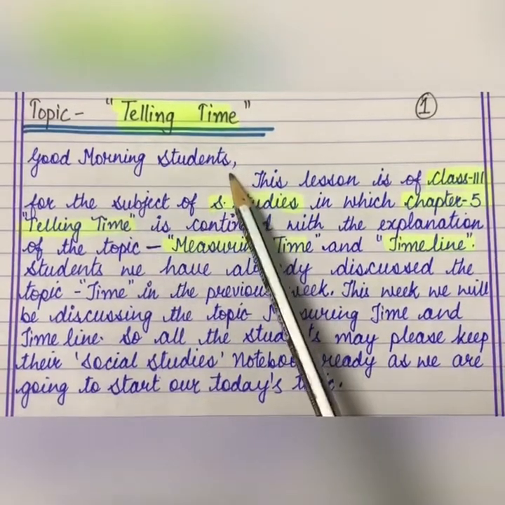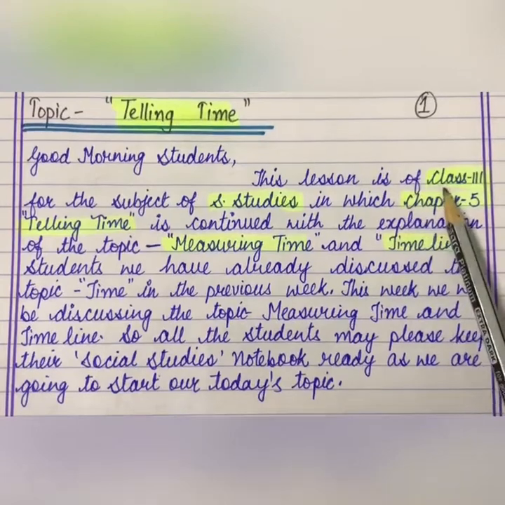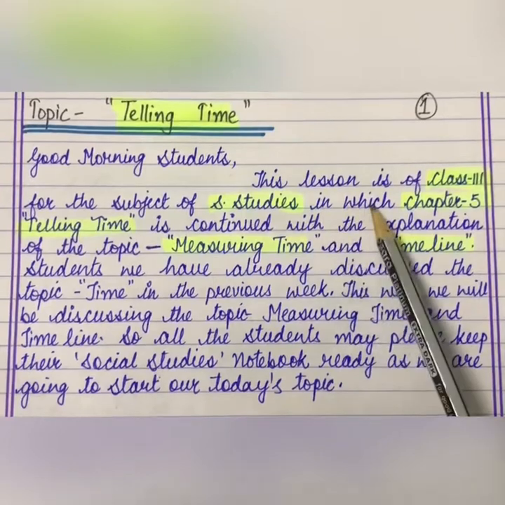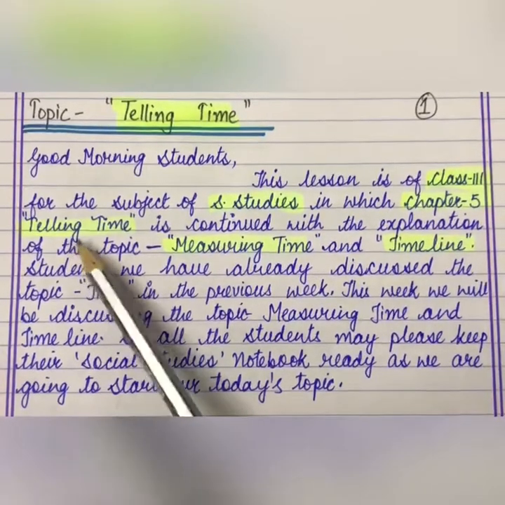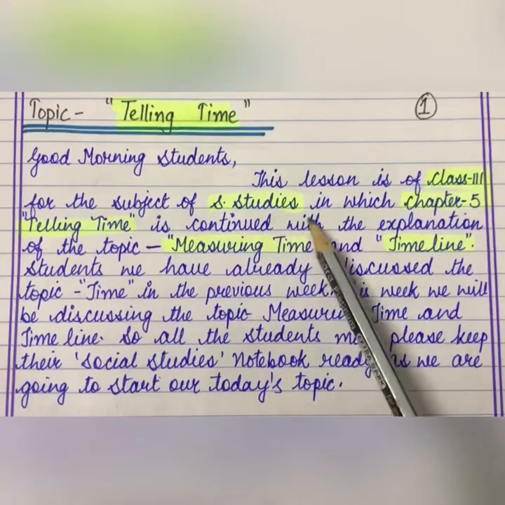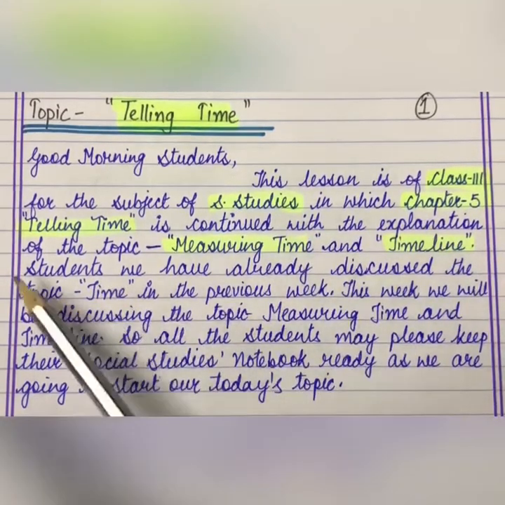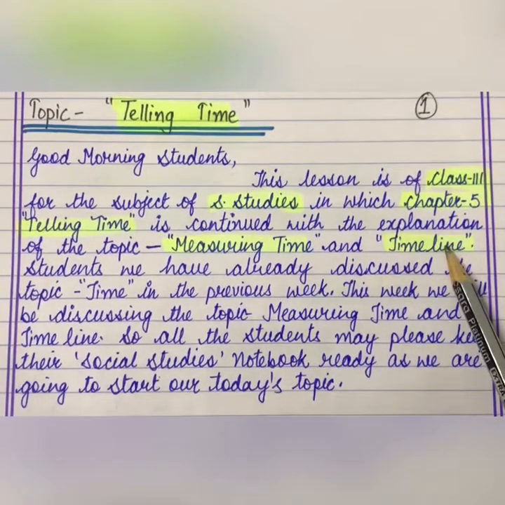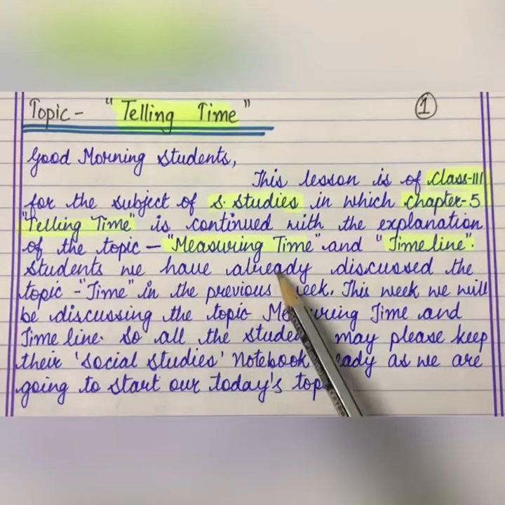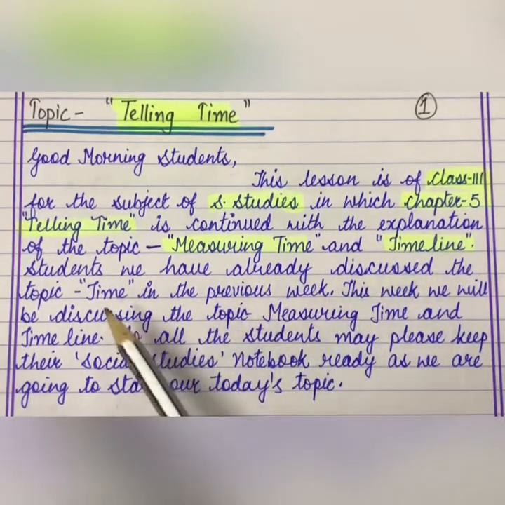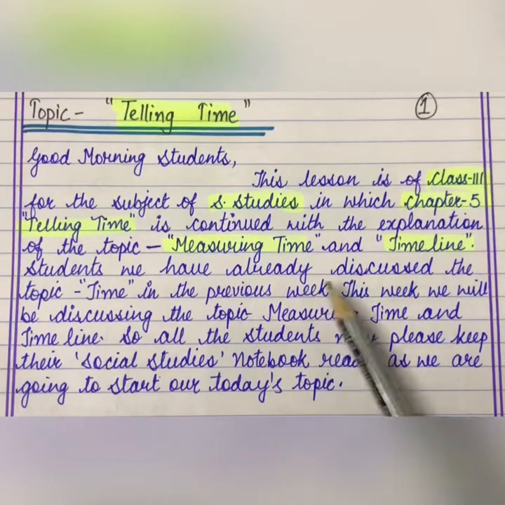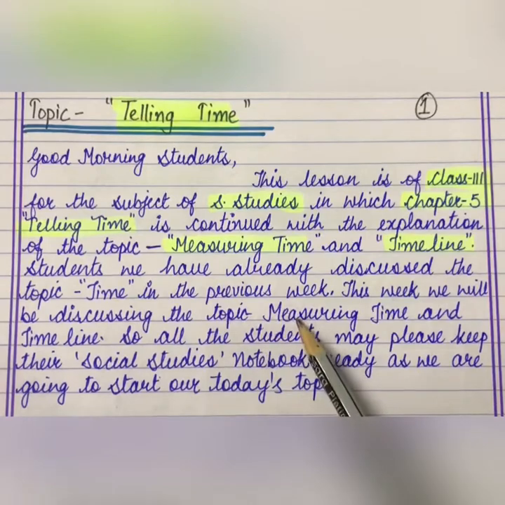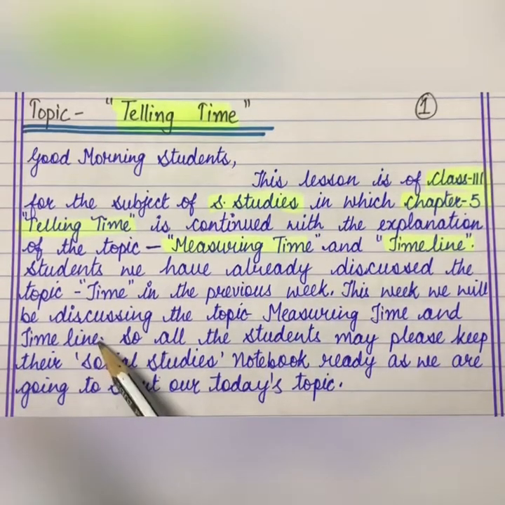Good morning, students. This lesson is of class 3 for the subject of Social Studies, in which chapter 5 Telling Time is continued with the explanation of the topic Measuring Time and Timeline. Students, we have already discussed the topic time in the previous week. This week, we will be discussing the topic measuring time and timeline.